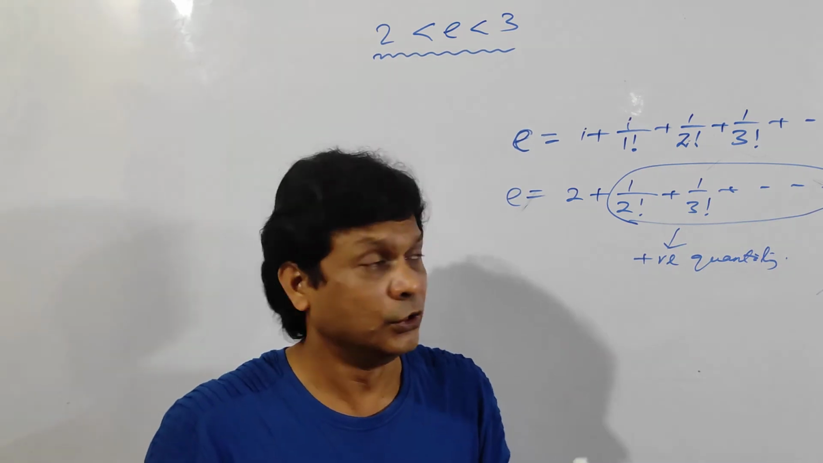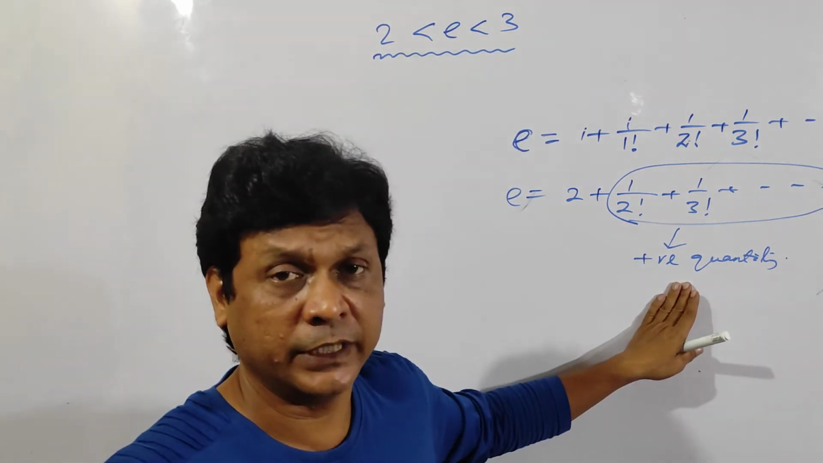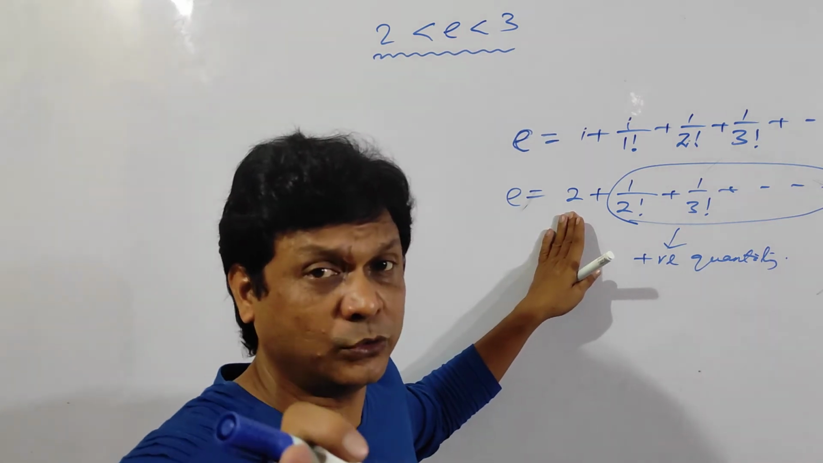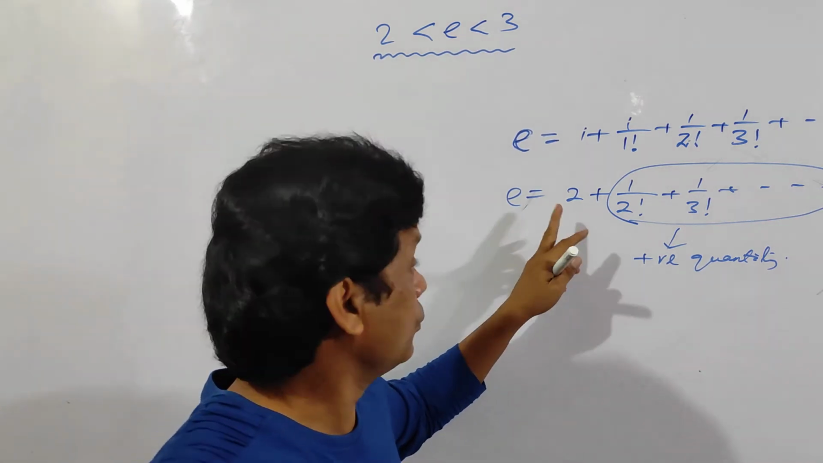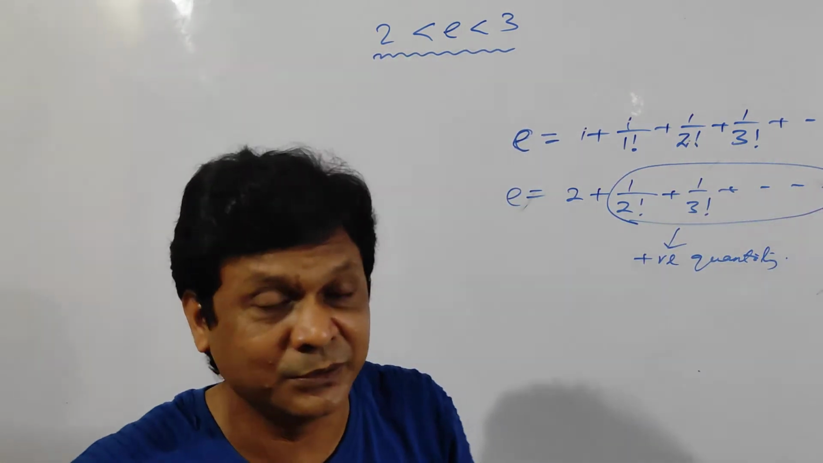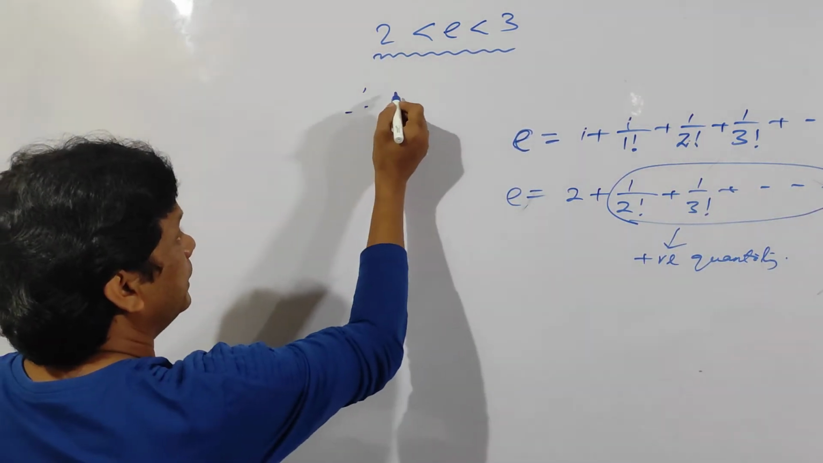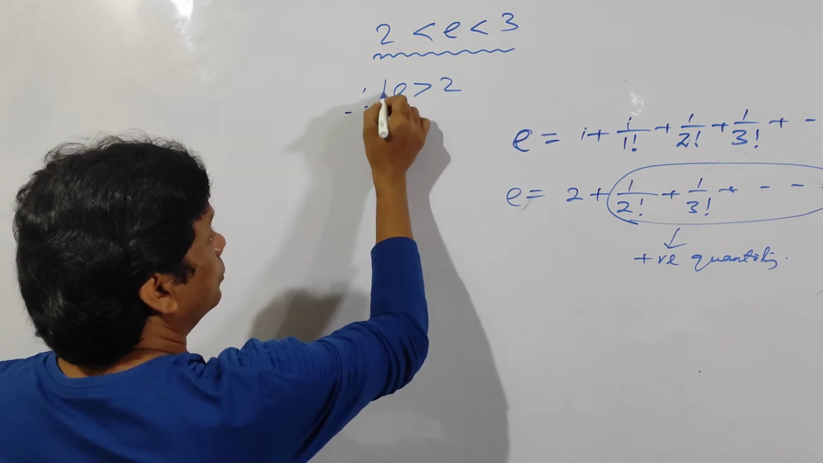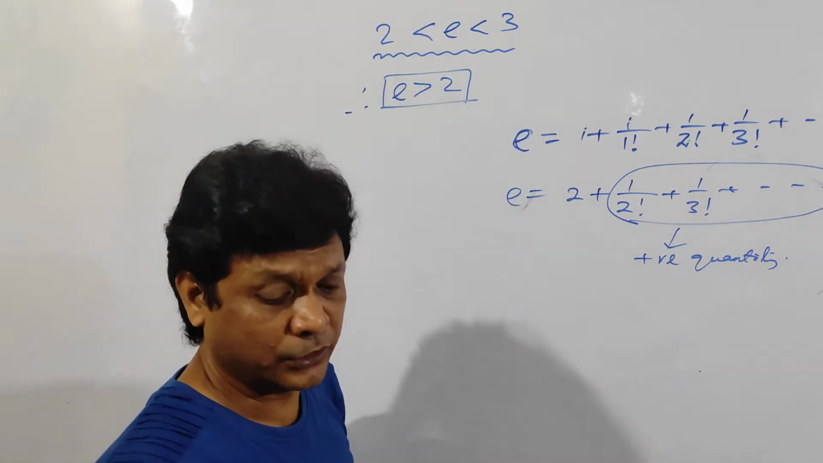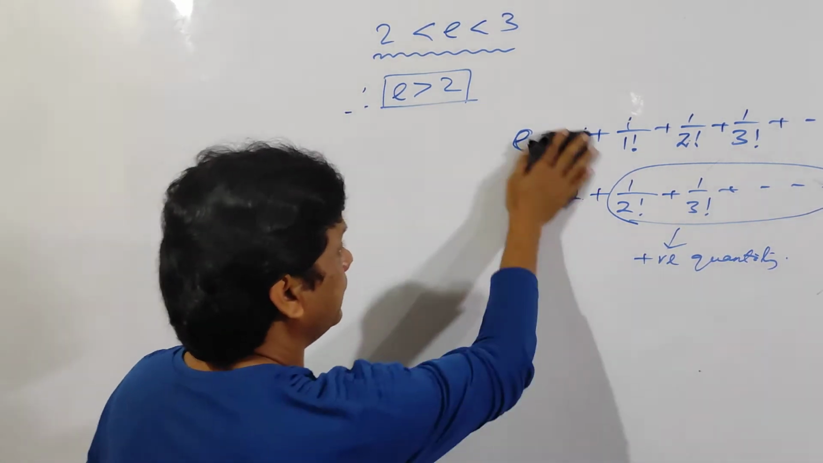Is that clear to you? 2 plus a positive quantity. It is not a negative quantity. If this were a negative quantity, that means the value of e would be less than 2. Is that clear to you? So 2 plus a positive quantity, that means the value of e is greater than 2. Clear? So therefore, e is greater than 2. So the first part is over from this. Clear? So now, let us prove the second part.